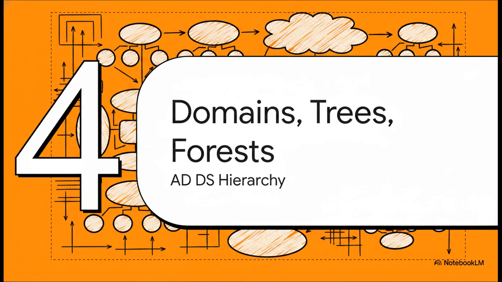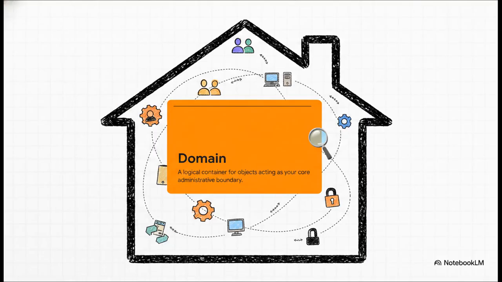Next up, Part 4, domains, trees, and forests. Let's see how this logical blueprint expands into a much larger hierarchy. As networks grow, ADDS uses highly structured boundaries to keep everything manageable. The most fundamental of these boundaries is the domain. A domain is a logical administrative container for your objects, and it directly maps to that domain partition we talked about earlier.